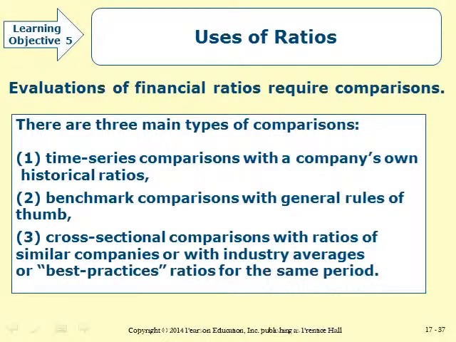And so that says that, well, for a similarly sized firm in a similar industry, the average particular ratio is X, and for our company that we're looking at, that ratio is Y. And so what accounts for any significant difference between the two? And then there's this third type, which is a cross-sectional comparison with ratios of similar companies or with industry averages or best practices ratio for the same period.